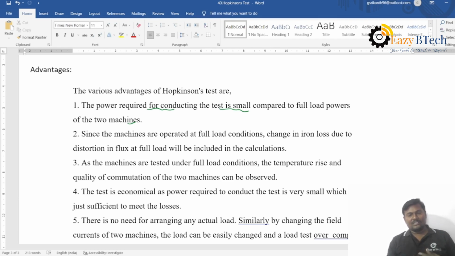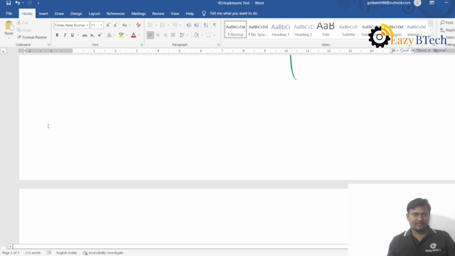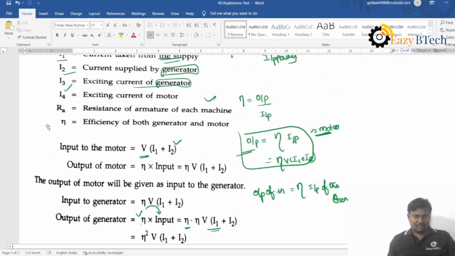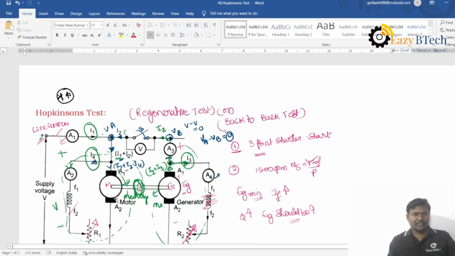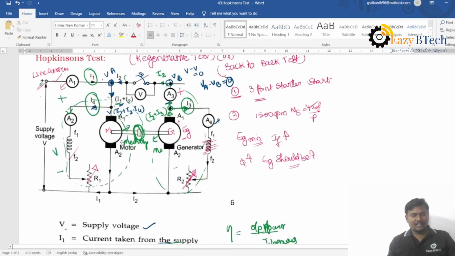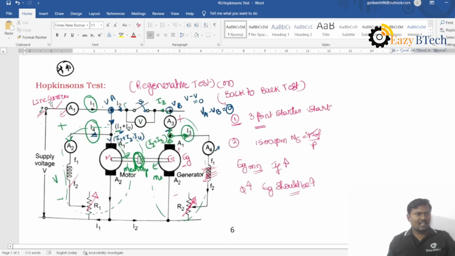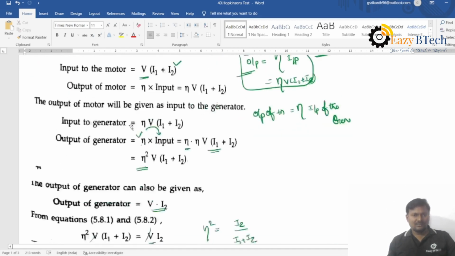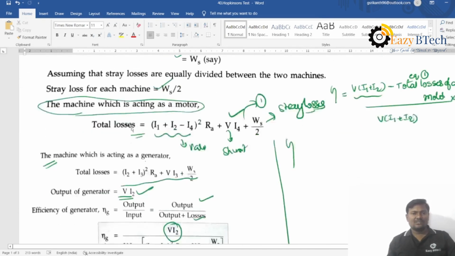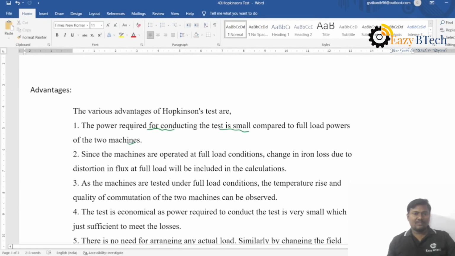Already the motor is rotating at 1500 rpm. Yes, the motor is rotating at 1500 rpm with the help of a field rheostat, and that is coupled to the generator, and the generator will generate the electricity. By varying the field rheostat of the generator, we are increasing the generated output voltage, and this small supply voltage is required to meet the losses only. So that is the first advantage.